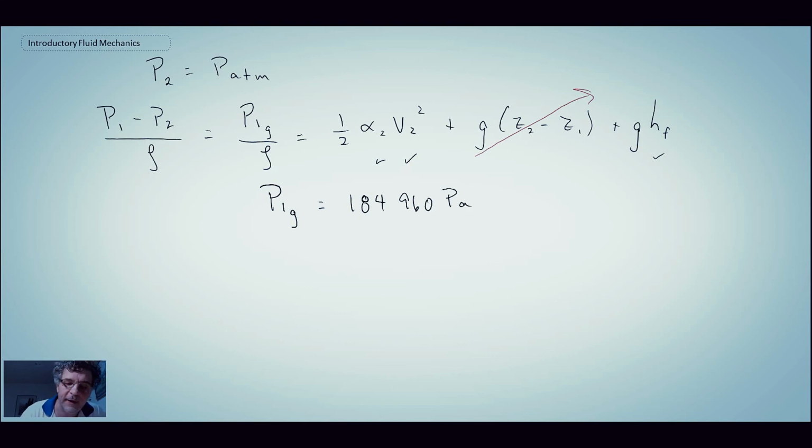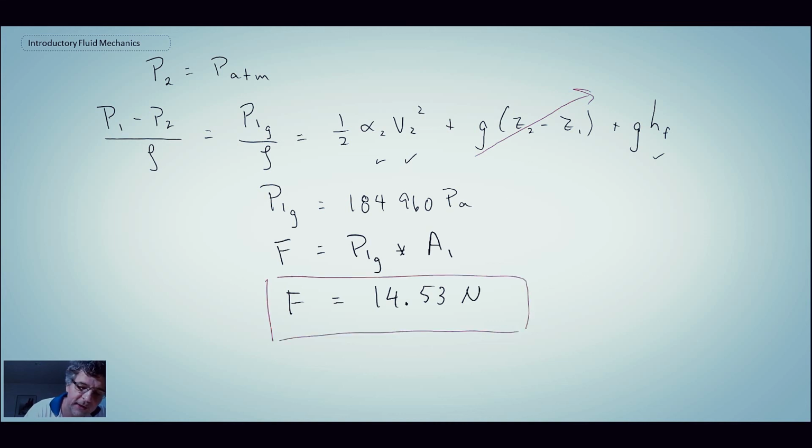Now the question asked, what is the force? And so what we need to do is take that pressure and multiply it by the area of the syringe section, or of the piston section. So force is P1 gauge times the cross-sectional area at section 1, and we can plug in the values and we obtain 14.53 newtons. So that would be the force required in order to force fluid out of the syringe.